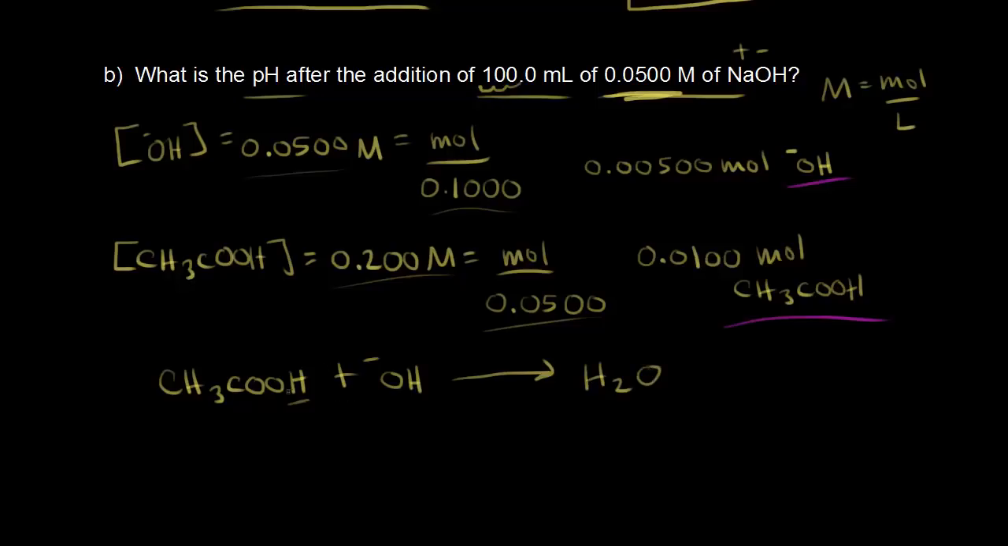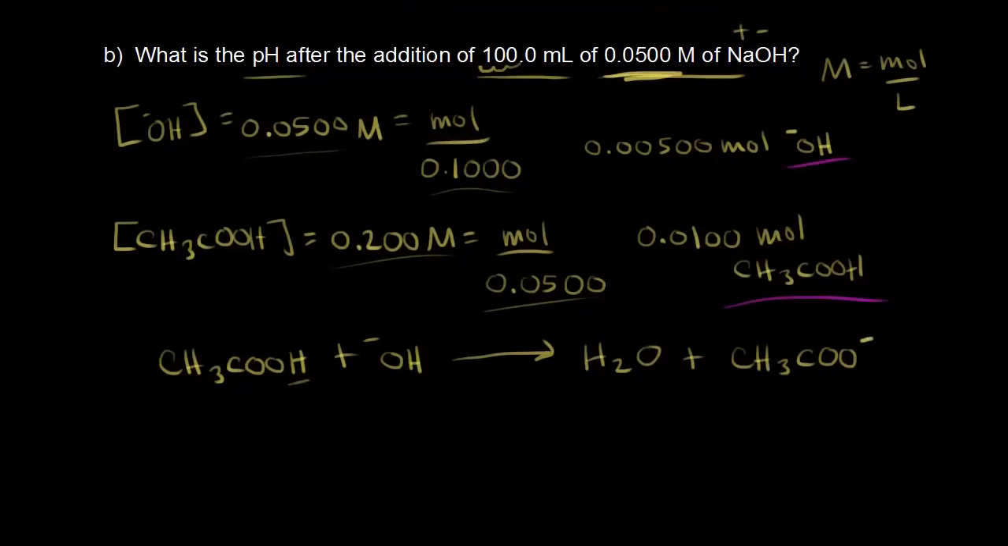So once hydroxide takes a proton from acetic acid, we're left with the conjugate base for acetic acid, which is, of course, the acetate ion. So we also make CH3COO minus here. All right, what were we starting with? For acetic acid, we were starting with 0.0100 moles. So let's go ahead and write that. 0.0100 moles. And for hydroxide, we were adding 0.005 moles of hydroxide.